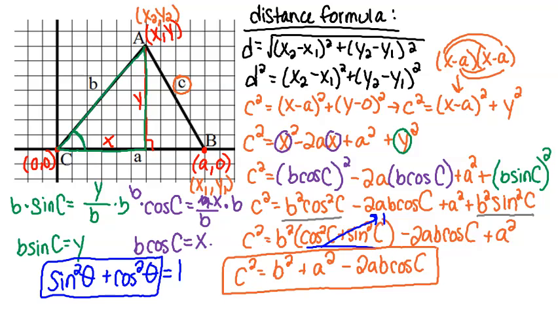So what this formula tells us is that the side of a triangle squared is equal to the sum of the other two sides squared minus 2 times the product of those two sides times the cosine of the angle opposite the side. So we want to take note of the fact that this angle matches with this side. So using that idea, we can rearrange that formula to find any missing side of our triangle.